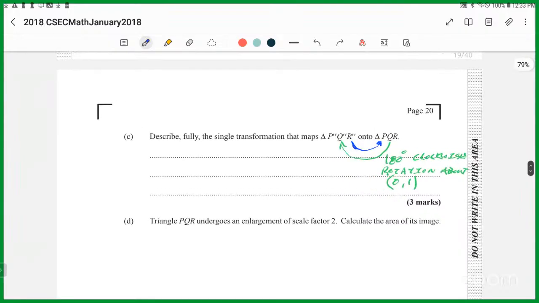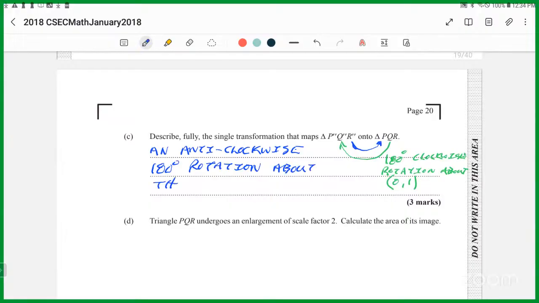So what they want is an anti-clockwise rotation. That's what they want. This is what we're describing now for this transformation that they want in blue. An anti-clockwise 180 degrees rotation. A rotation must have a center, about the point where the two lines meet, which is 0, 1 on the y-axis. That's it.